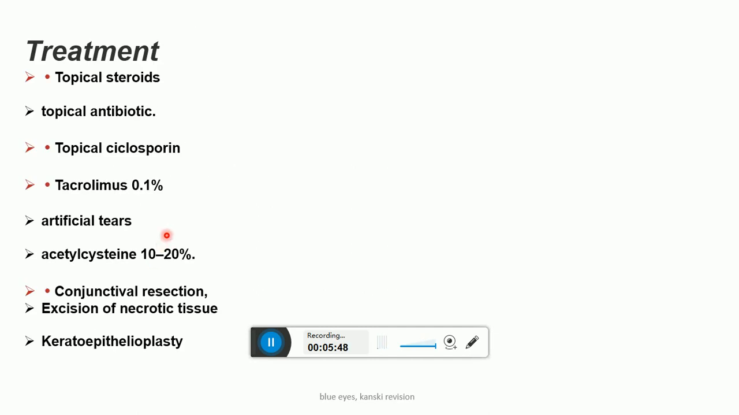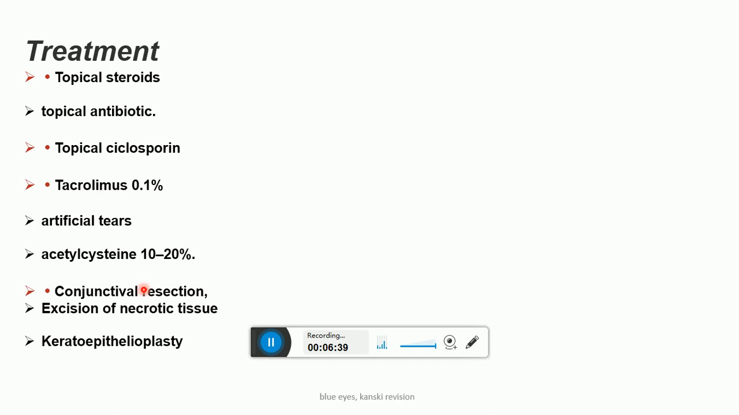Treatment: topical steroids as frequently as hourly are combined with a low frequency prophylactic topical antibiotic. If an effective response is seen, treatment is tapered over several months. Topical cyclosporine up to 2% may be effective, but can take weeks to exert a significant effect. Tacrolimus 0.1% ointment is effective in controlling refractory cases. Artificial tears and collagenase inhibitors such as acetylcysteine 10 to 20% are adjunctive topical therapy.